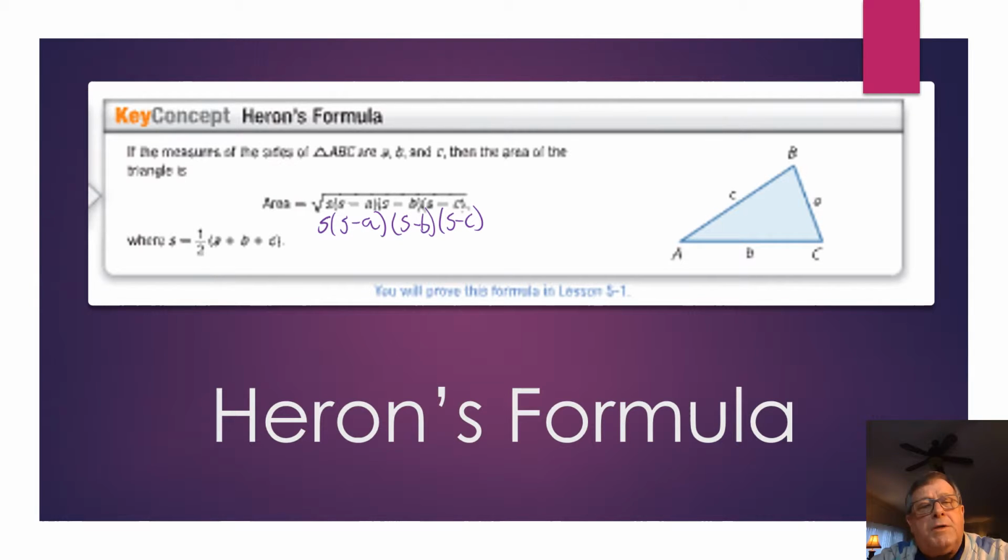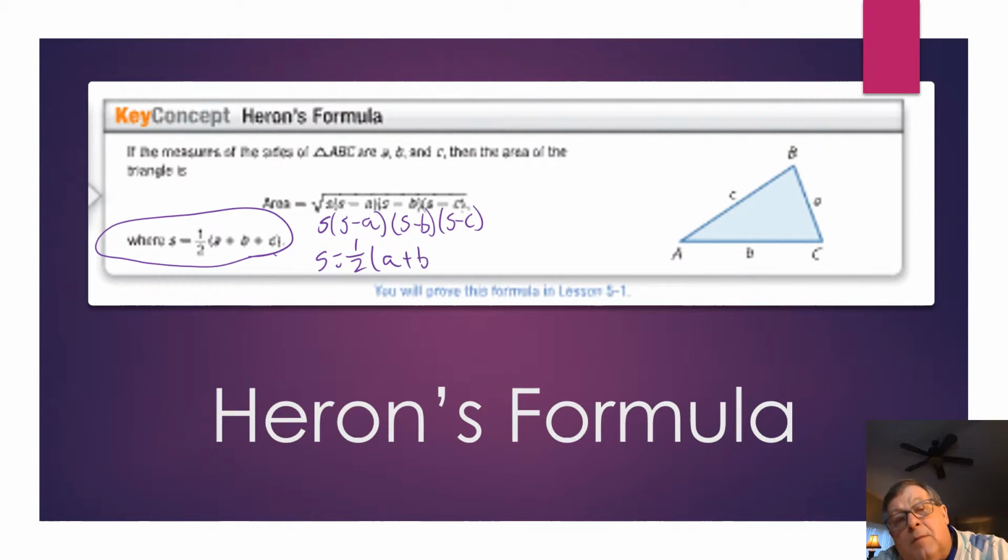Well, that brings us to the question, what is S? We have a little formula for that too: S is equal to 1/2 times A plus B plus C, where A, B, and C are the measures of all three sides. So we've got to find S first. Then we plug this in, take the square root of S times S minus A times S minus B times S minus C, and shazam, we'll find the area of an oblique triangle. Do you want to look at an example?